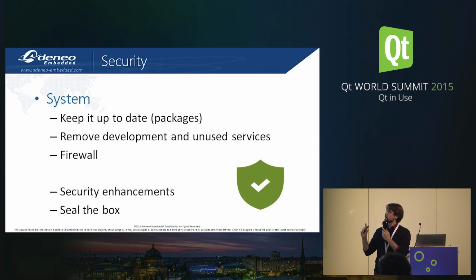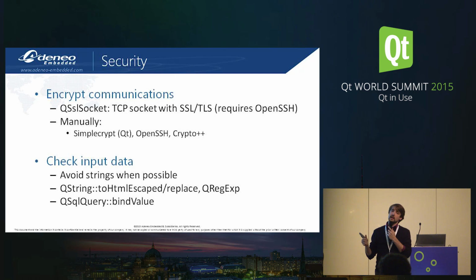So on the system side, a few things. Keep it up to date, because like maybe you know with the OpenSSH recent security breach, if you don't keep your system up to date, different security failures get known, and when they are known to other people, the other people use them. So the more up to date it is, the more secure it is, at least most of the time. Remove development and unused services. If you have an SSH service running with a root password, of course that's a big security flaw. That's something you want to avoid at all costs.